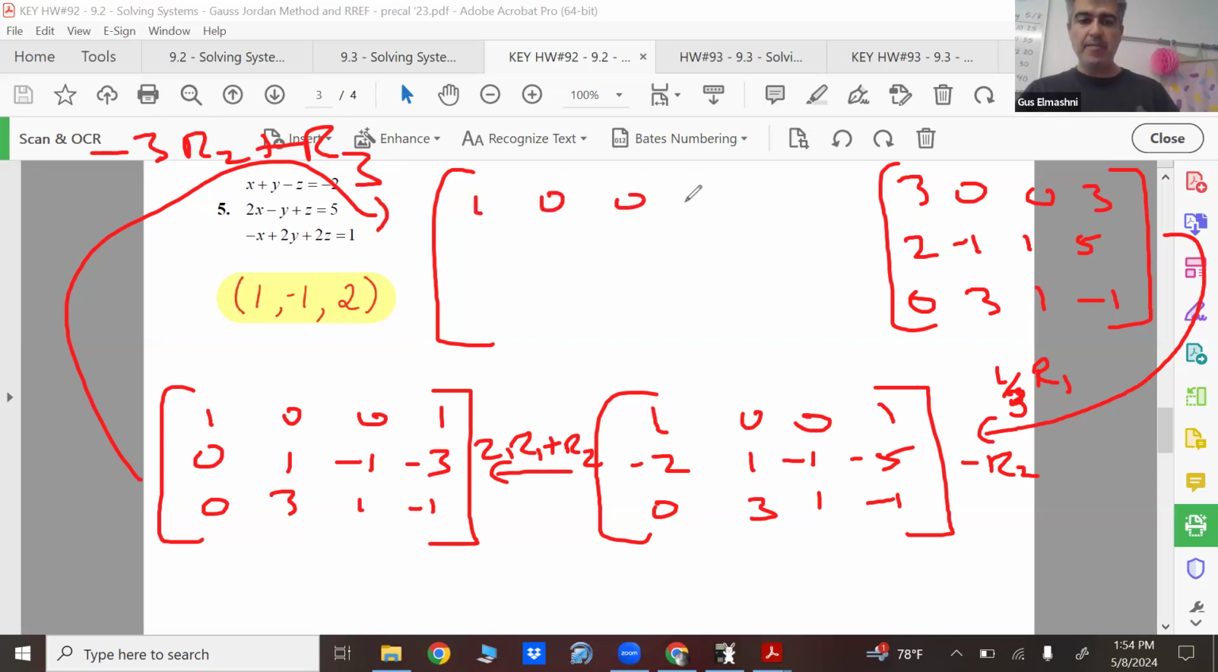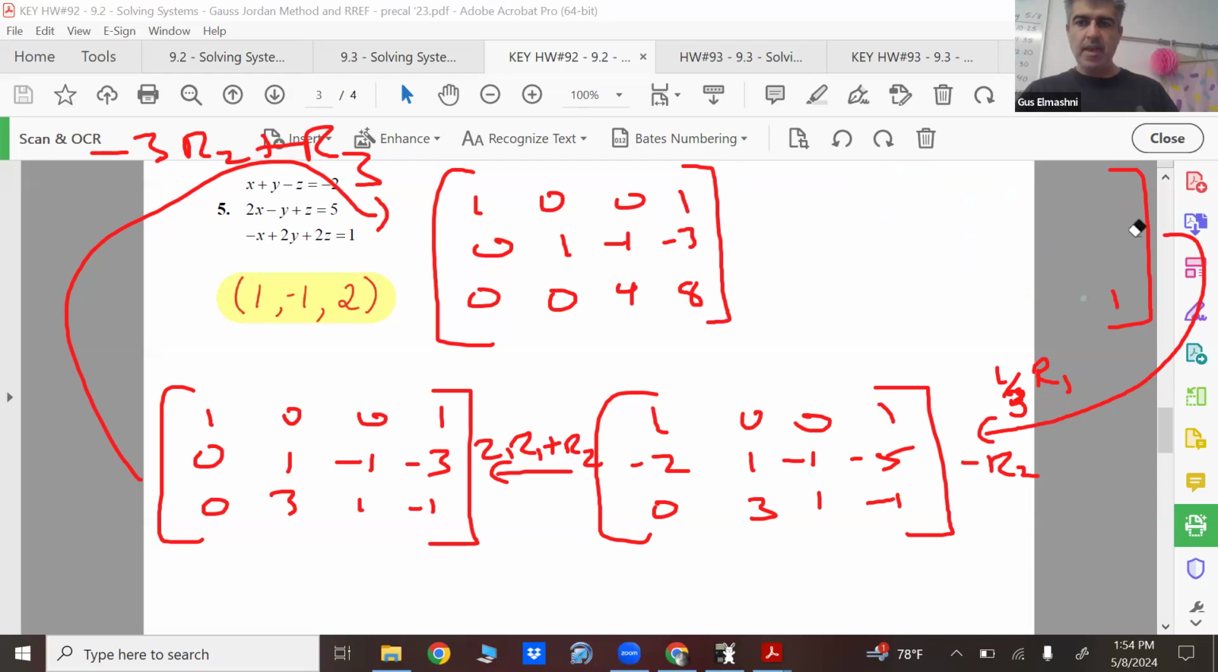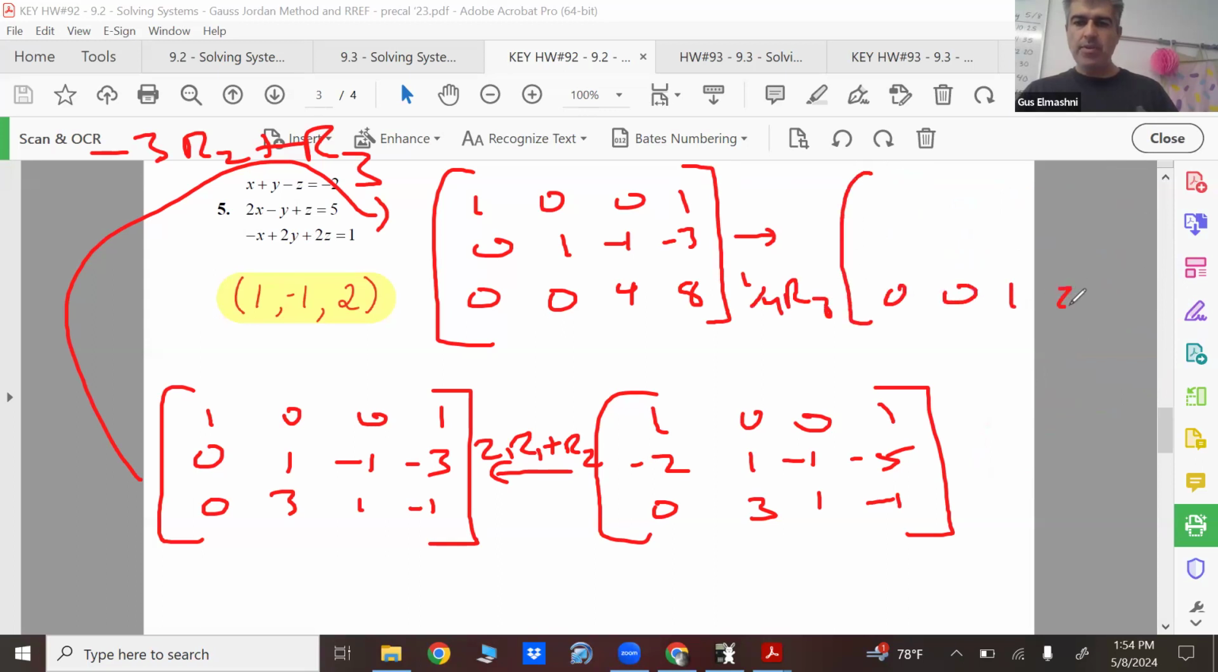Negative 3 R2 plus R3. So the first rows are all good now, right? So if I do that, I get 0, 0, 3 plus 1 is 4, and 9 plus negative 1 is 8. 0, 1, negative 1. And then I think I'm almost done here. I'm going to multiply this by 1/4. So I get 0, 0, 1, 2. 1, 0, 0, 1.